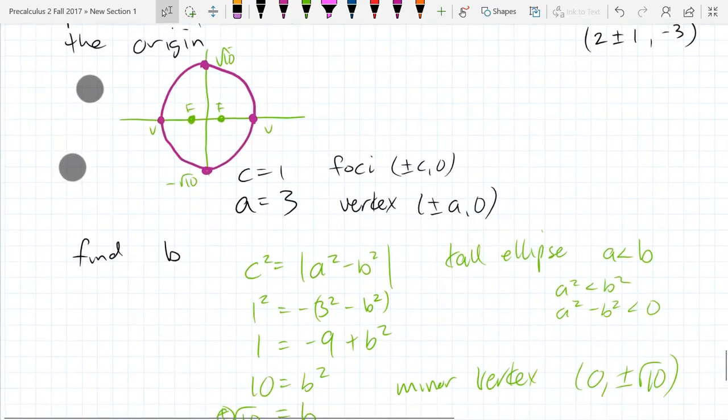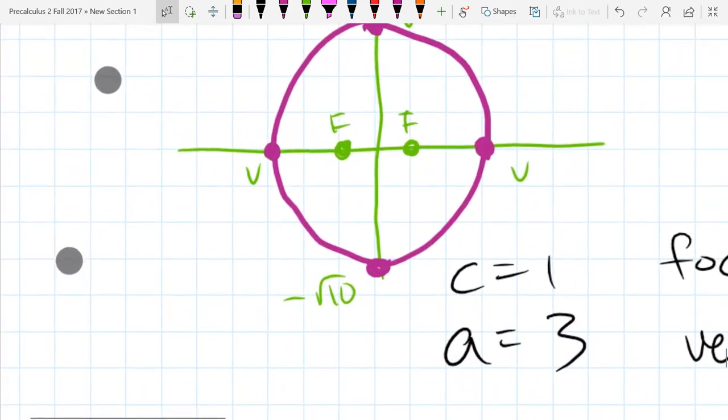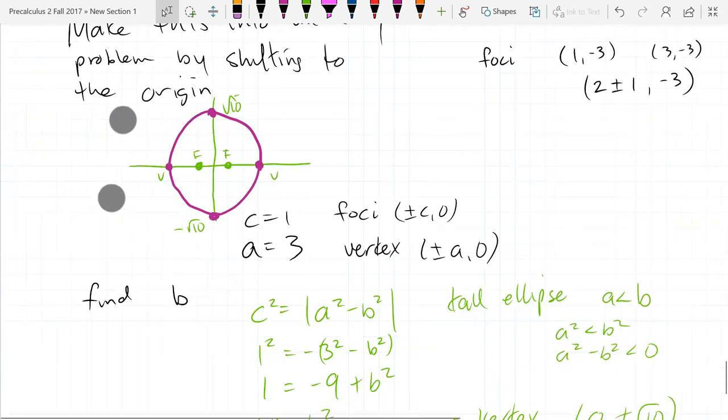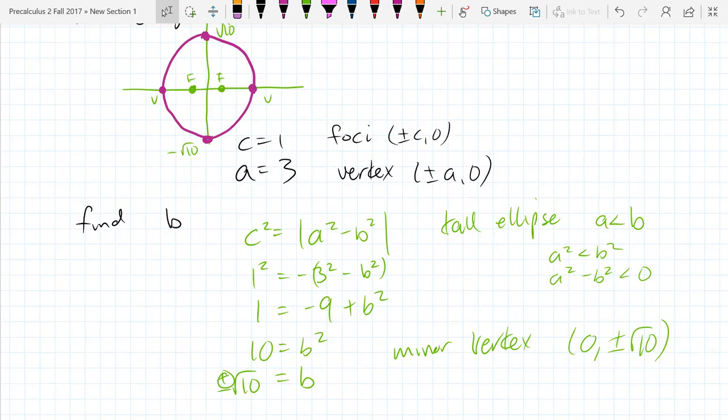Oh wait, something went wrong. Our vertex is too tall. This shouldn't be a tall vertex. Should be a wide vertex. So I messed up on the signs. This is not correct right here. So we have a wide ellipse. So that means A greater than B. That messes up the absolute value. It is now positive.